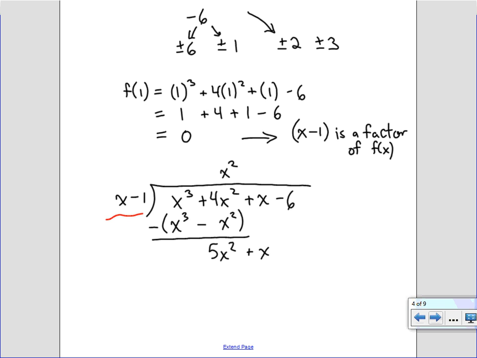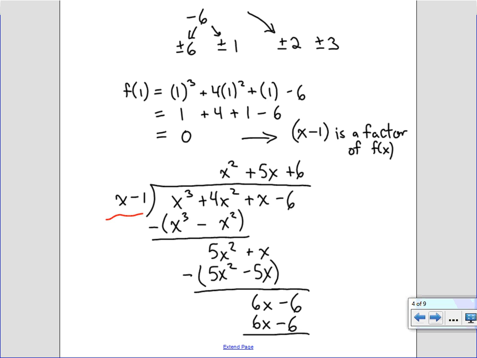What do I multiply by now? Probably 5x. 5x times x minus 1. If I apply the distributive property, it gives me a binomial, 5x squared minus 5x. If I subtract again, it eliminates my x squared term. That becomes a positive 5x, and x plus a positive 5x is 6x. Bring down my negative 6. That leaves me with, oh, that looks like it's going to turn out to be a remainder of 0. Times 6, leaves me with 6x minus 6. Remainder of 0. Good. So far, so good.